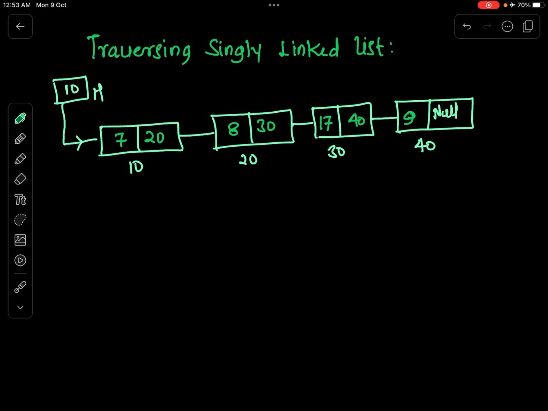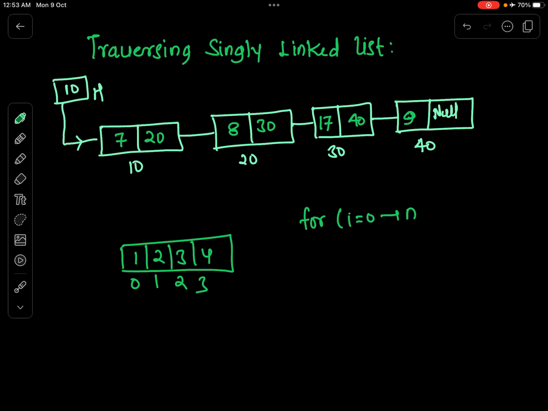Before we start single linked list traversal, let's say we have an array with elements 1, 2, 3 and 4, at indices 0, 1, 2, 3. How can I traverse my array? I simply traverse it using a for loop: i equals 0, go till n minus 1, and print all the elements. But we know that in an array, every element is stored in a contiguous allocation.